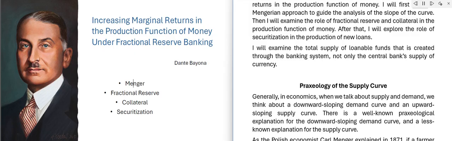I will first adopt a Mengerian approach to guide the analysis of the slope of the curve. Then I will examine the role of fractional reserve and collateral in the production function of money. After that, I will explore the role of securitization in the production of new loans. I will examine the total supply of loanable funds that is created through the banking system, not only the central bank's supply of currency.